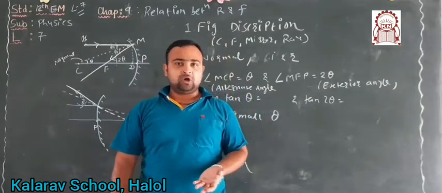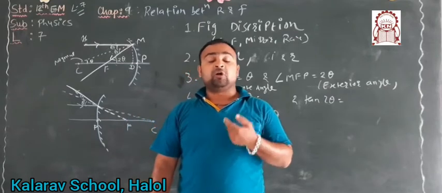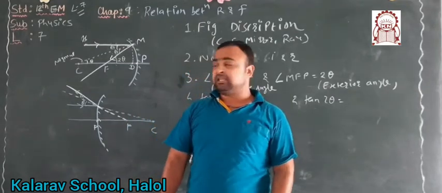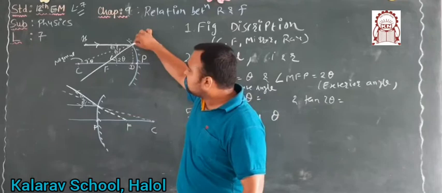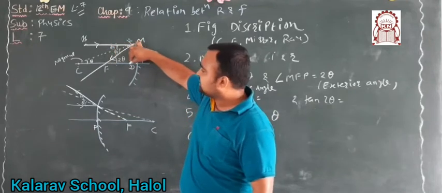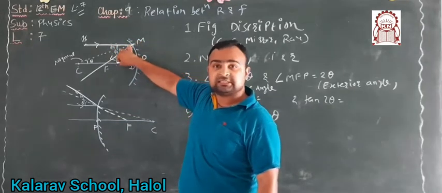Now for triangle MCF, the angle MFP will be considered as the exterior angle. You have already learned about the exterior angle in past standards. As per the definition of exterior angle, it is always the sum of the two opposite angles.